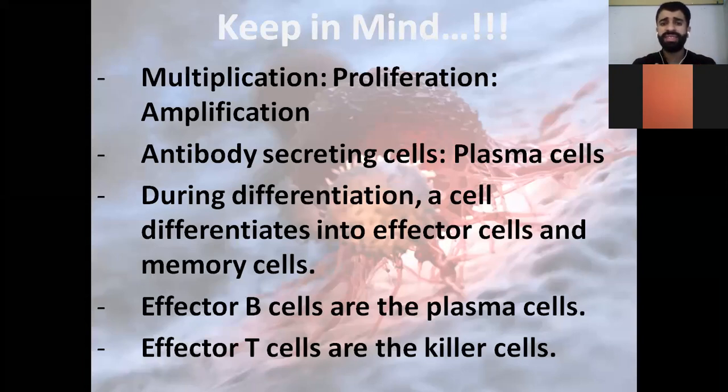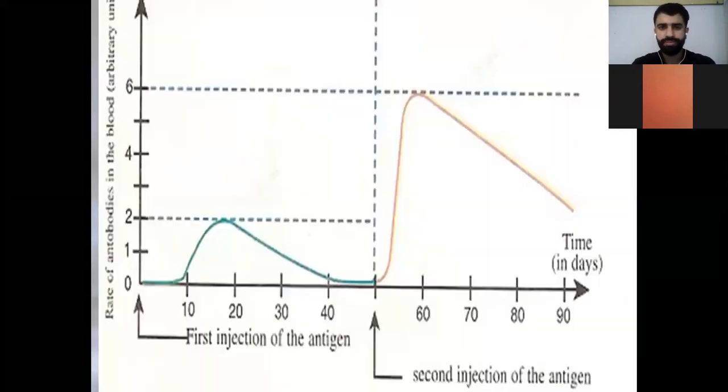So, as I said, multiplication means proliferation, means amplification. These three words have the same meaning. The antibody secreting cell is called the plasma cell. Effector B cells, because they secrete antibodies, we call them plasma cells, while the effector T cells are called the killer cells.